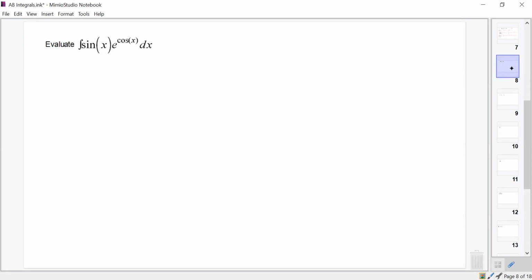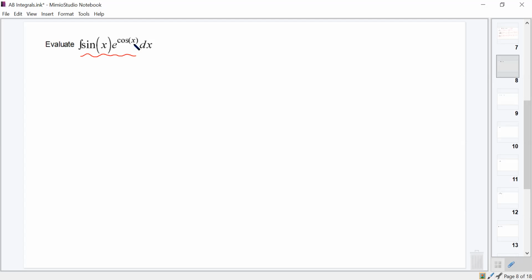And this is not a rule that you follow 100% of the time, but it's a general rule. Look for the piece of it that's most complicated and substitute out either all or part of that piece. So if I have sine x e to the cosine x, which piece of that is more complicated?